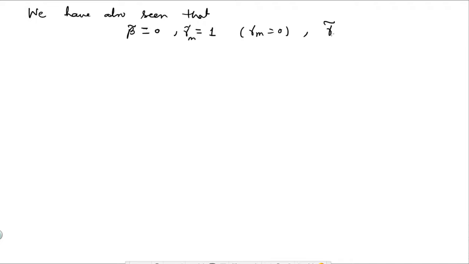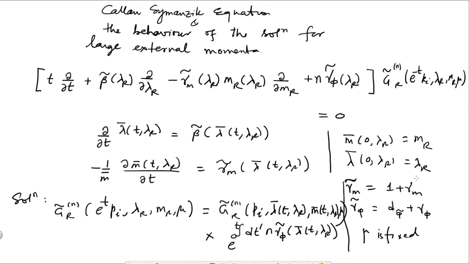And then we also saw that if you put beta tilde equal to 0, put the beta function to 0, and put gamma tilde m to 1, which means you are putting gamma m to be 0, and you put gamma tilde phi to be d phi tilde, which means you have put gamma phi to 0, the anomalous dimension for phi to be 0, so that gamma tilde phi now takes the value equal to the canonical dimension of phi tilde, canonical dimension meaning the mass dimension. And similarly, if you put gamma m to be 0, then gamma tilde m is 1, because gamma tilde m is 1 plus gamma m.